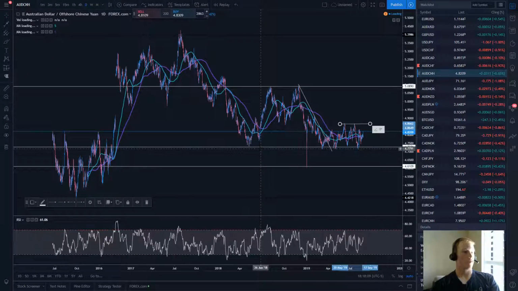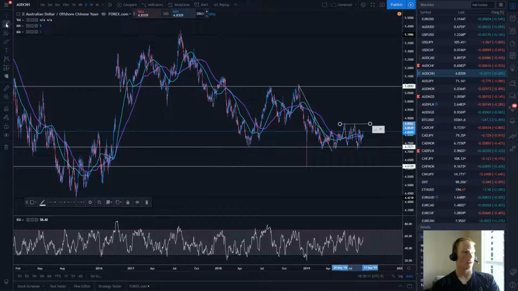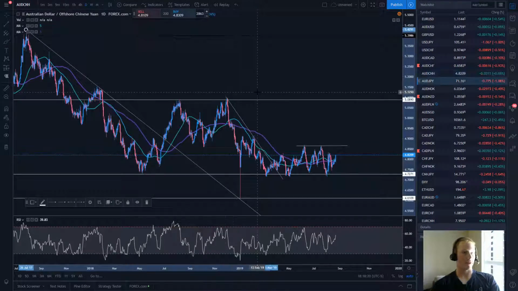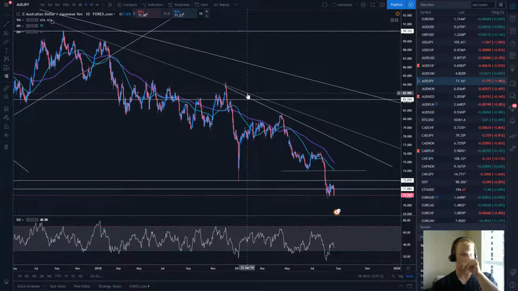It's interesting here. The flash crash was a breakout pullback on this trend line. Anyway, all right, Australian dollar, Japanese yen.